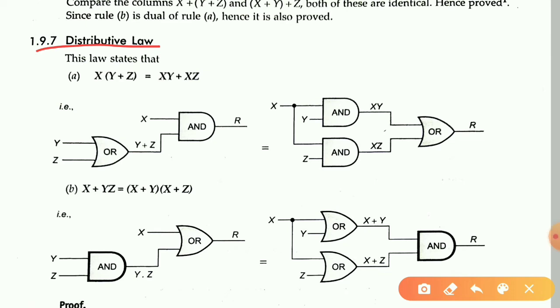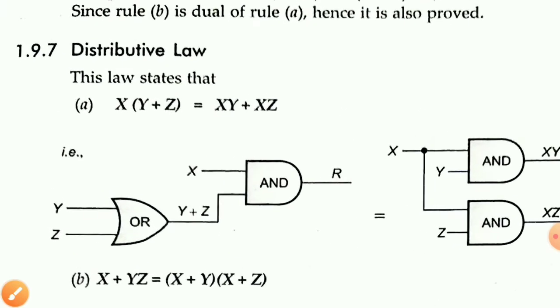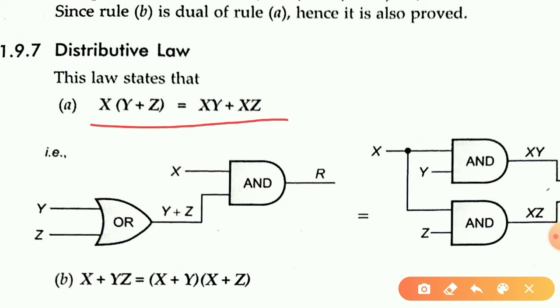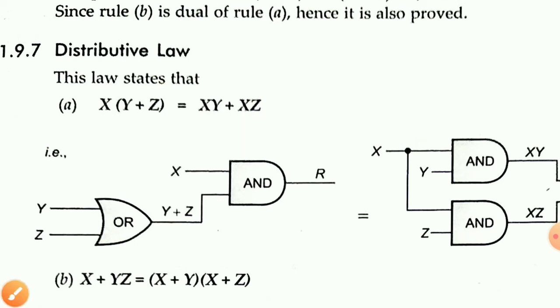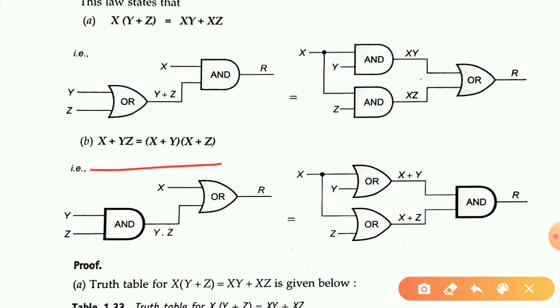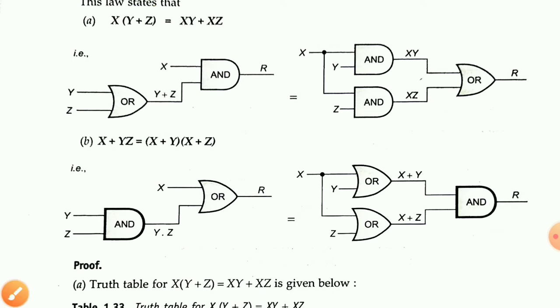Distributive law, there are three laws. First, the law states that x dot y plus z equals xy plus xz when you open it in the form of algebra. So when you open it in algebraic form, that gives you xy plus xz. Clear? So the proving is being done over here with the help of logic gates. And the second law is x plus yz gives you x plus y, times x plus z. Clear? These are the two basic laws.